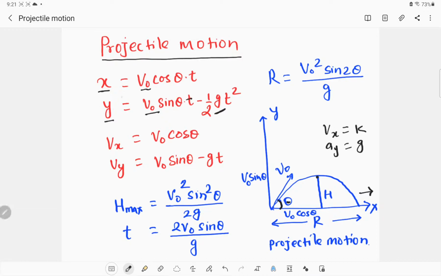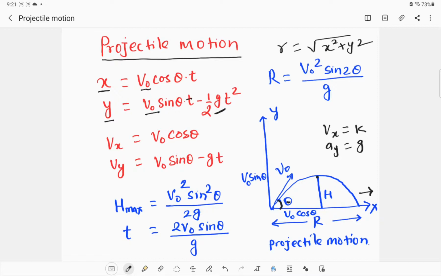So after you know the x component and y component of the projectile, you can find the position. You know that, right? If you have the x and y components, you can find the position vector, the square root of x squared plus y squared. So these are two important things.